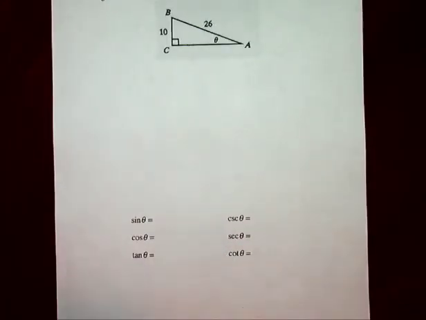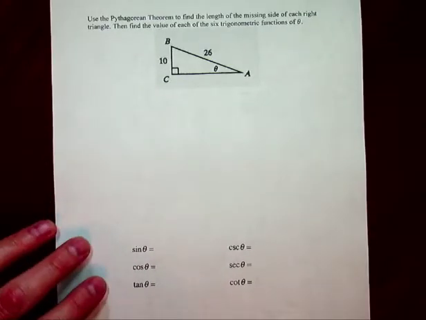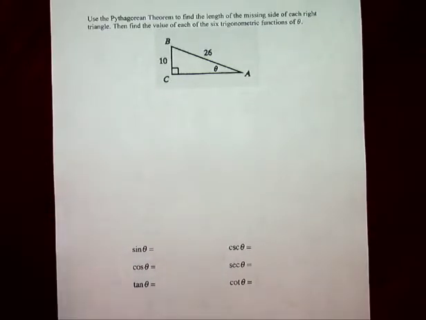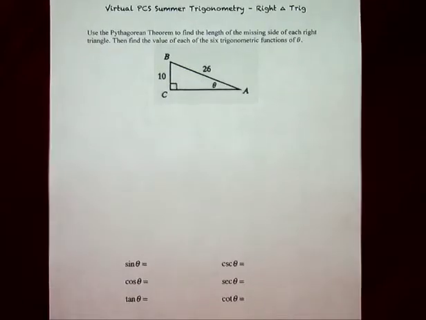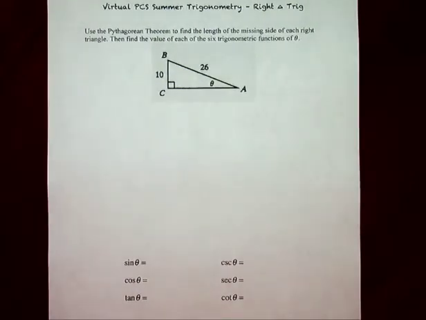Now the next variety, and basically what they're going to do in this section is come at these concepts in a variety of different ways, because that forces you to look at these concepts from a bunch of different perspectives. Now, use the Pythagorean theorem to find the length of the missing side of each right triangle. Then find the value of each of the 6 trigonometric functions of theta.